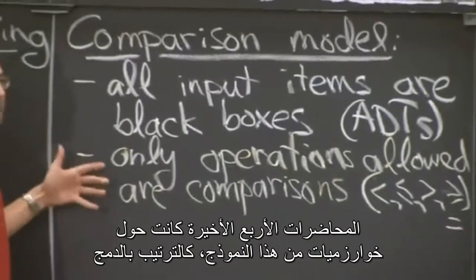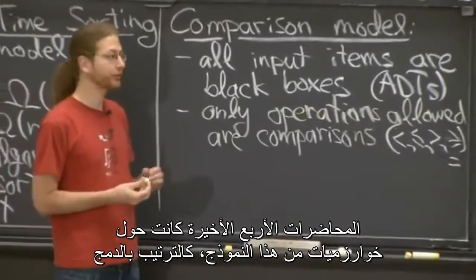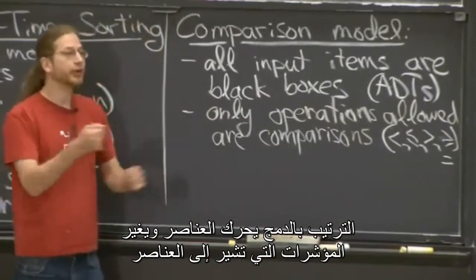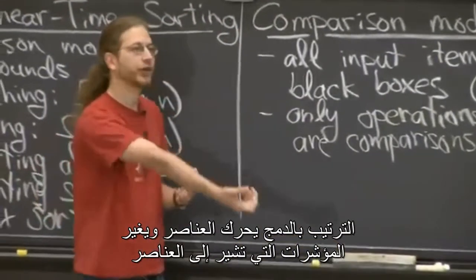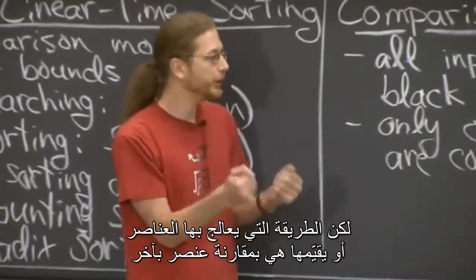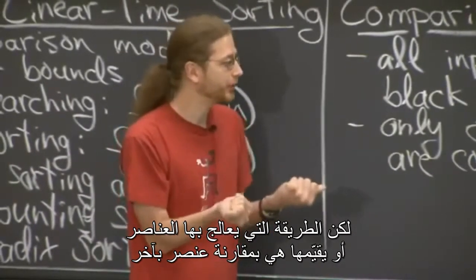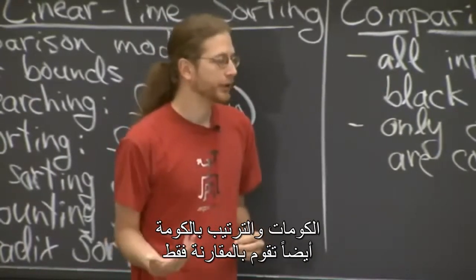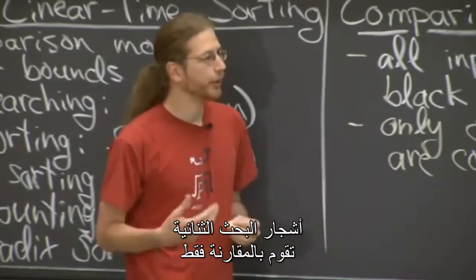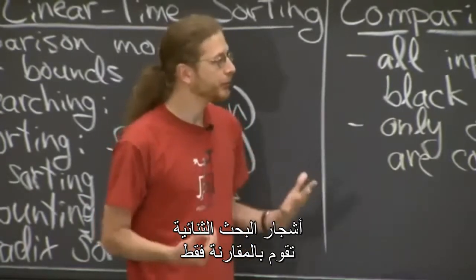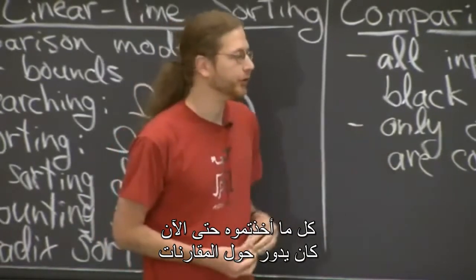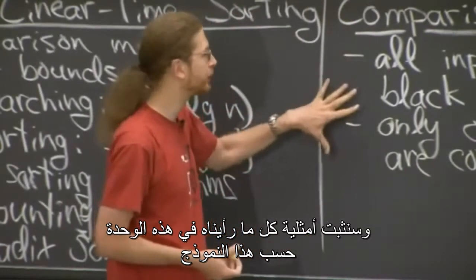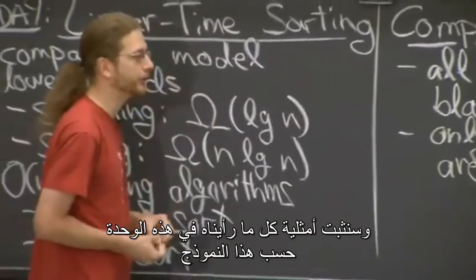And basically, the last 4 lectures have all been about algorithms in this model. So merge sort. It moves items around. It's changing pointers to items. But the only way it manipulates items or evaluates them is to compare one against the other. Heaps and heap sort also only compare. Binary search trees only compare. Everything we've been seeing so far is about comparisons. And so all the algorithms we've seen so far are in this model, and we're going to prove that they are optimal in this model.